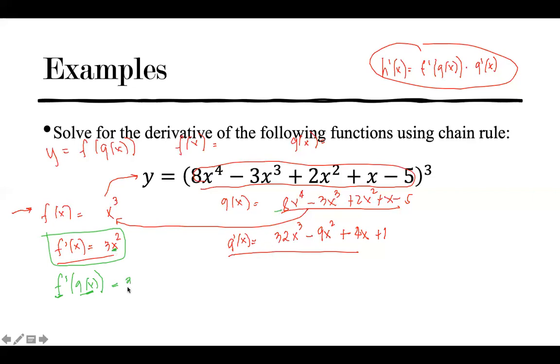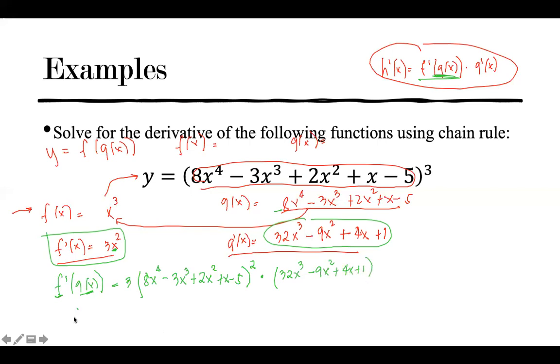So what will happen, it will be 3 times our g of x, which is 8x to the power of 4 minus 3x cubed plus 2x squared plus x minus 5 to the power of 2, because it's x squared. Then, because this is f prime of g of x, you multiply it times the derivative of g, and the derivative of g is equal to this. So you multiply it with 32x cubed minus 9x squared plus 4x plus 1. And if you rewrite this, technically you write the expression having the highest exponent.